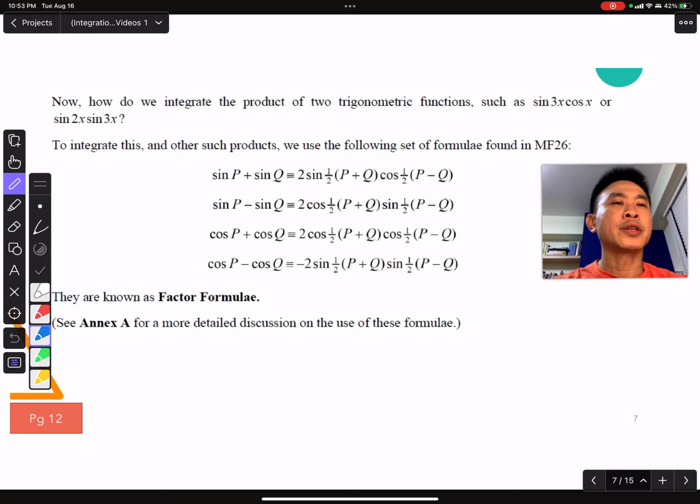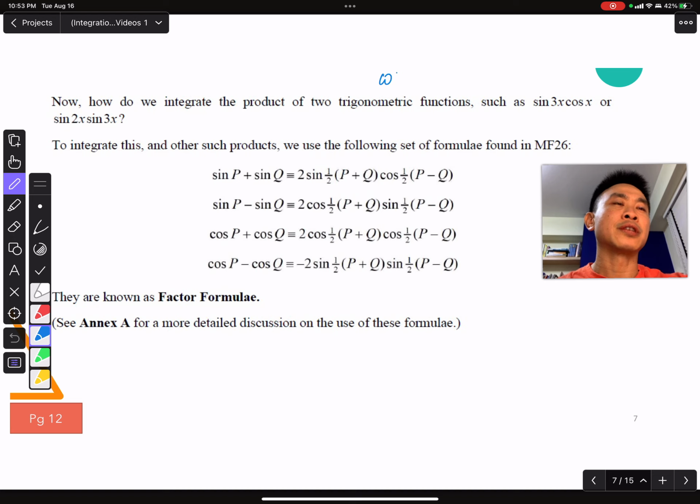Okay, so this is still about using identities to integrate trigo functions. This is a specific case. It's specified in the syllabus as one of the cases you need to know: a product of sine and cosine, like sine sine, cosine sine, or cosine cosine. A product we cannot integrate directly.